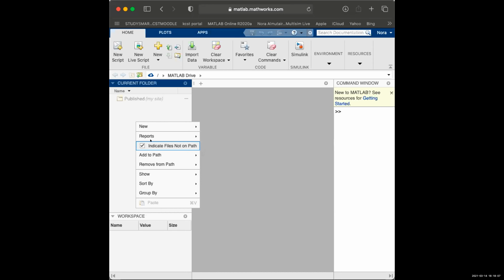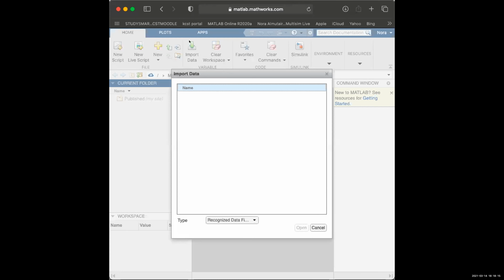No, up. In the menu bar, you should see import data. Here? Yeah, this one. Click. Now, where is that file? I don't know, doctor.